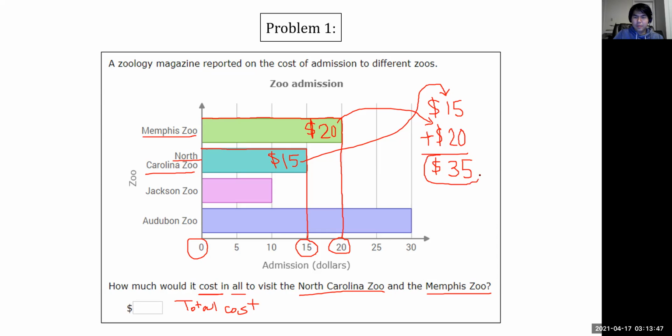So we have just received our answer. How much would it cost in all to visit the North Carolina Zoo and the Memphis Zoo? It would cost $35.